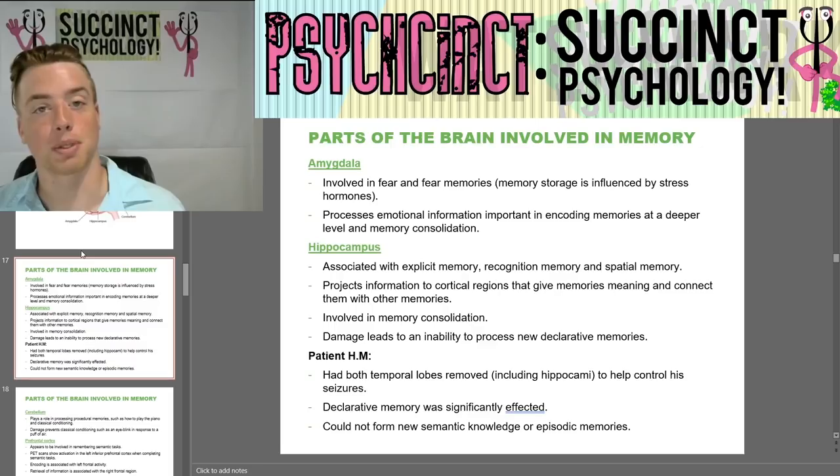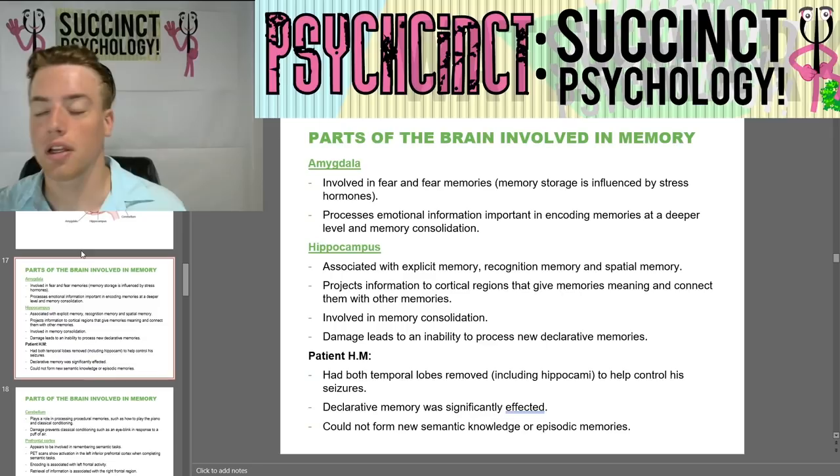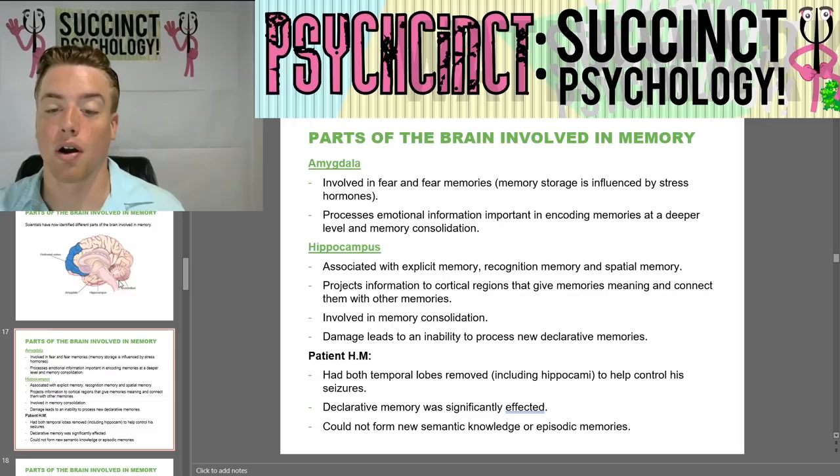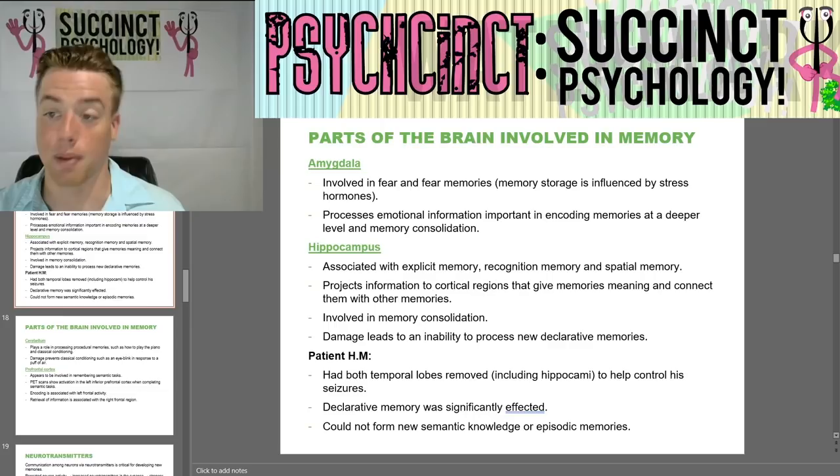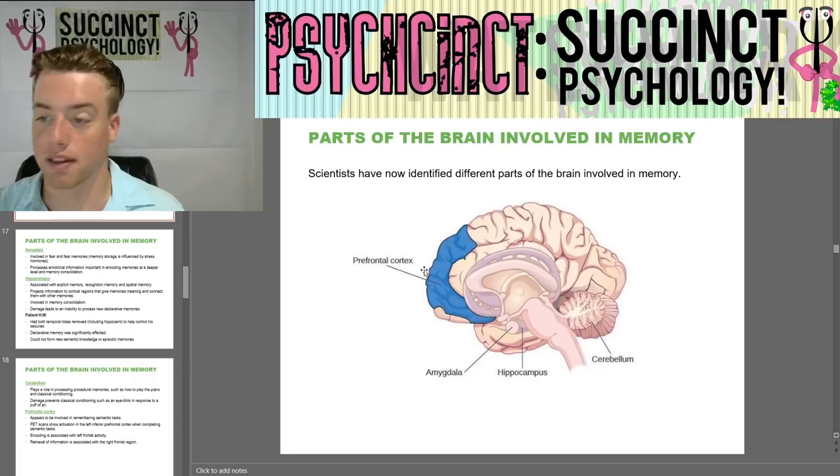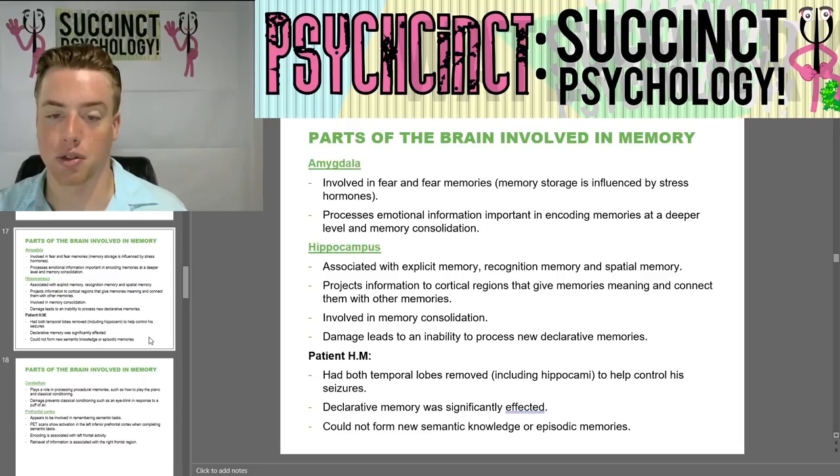And today, we're going to continue where we left off from Chapter 8 of the online OpenStax 2E psychology textbook. This chapter we're doing now is memory. So we are going to continue, and if you remember from last video, we identified the different parts of the brain involved in memory. So you have the prefrontal cortex, amygdala, hippocampus, and the cerebellum, but we're going to go further into detail about those parts.